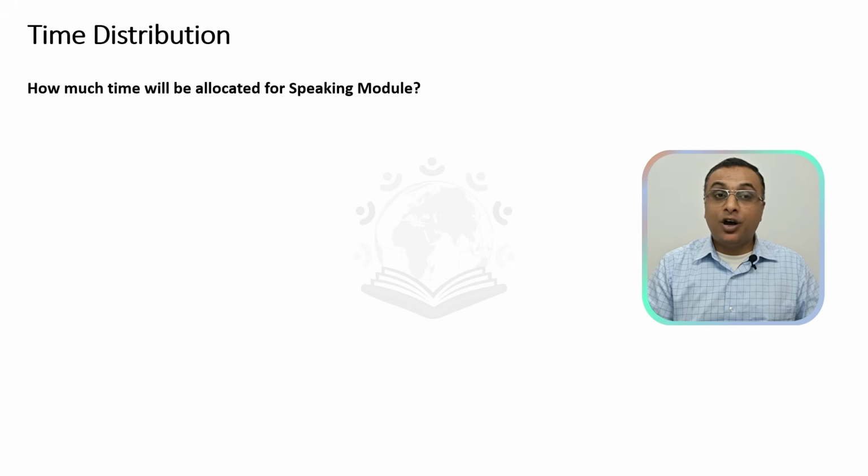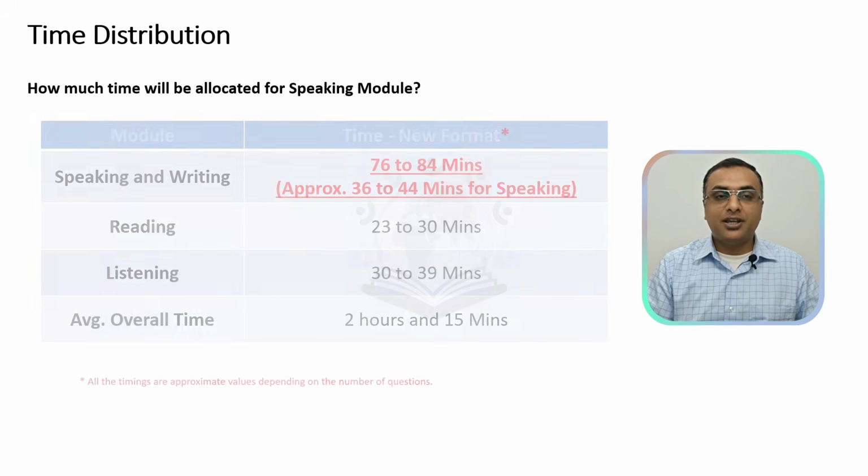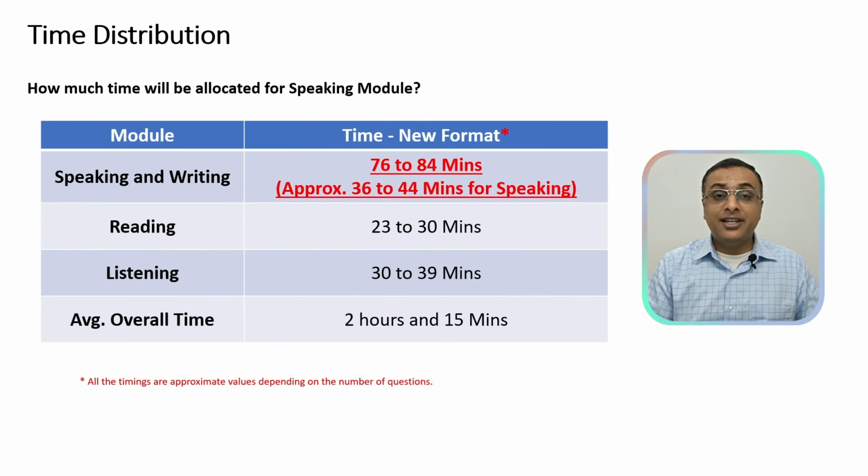Moving on, let's see how much time will be allocated for the speaking module. You would approximately get anywhere between 36 to 44 minutes for speaking module questions.